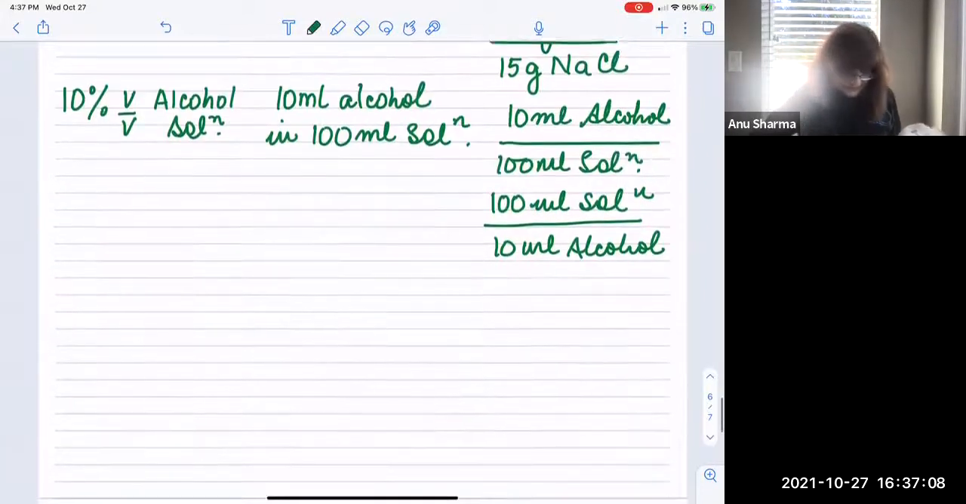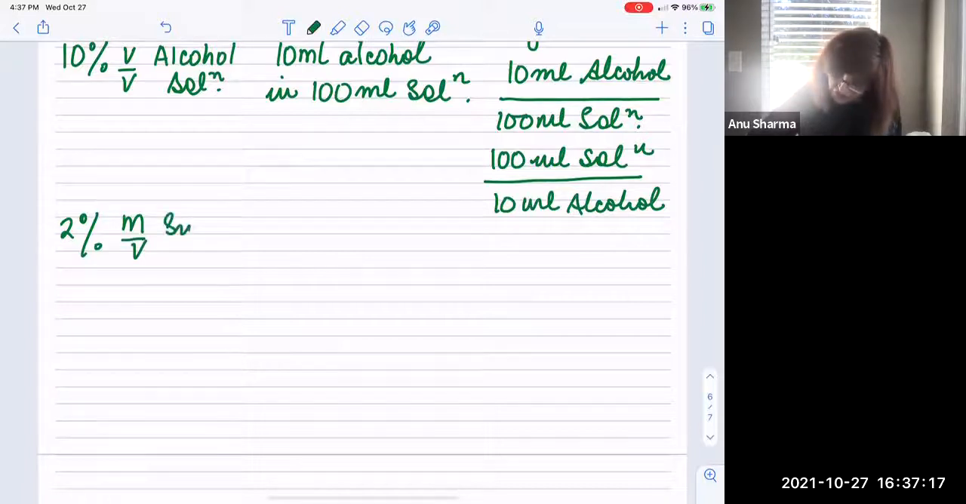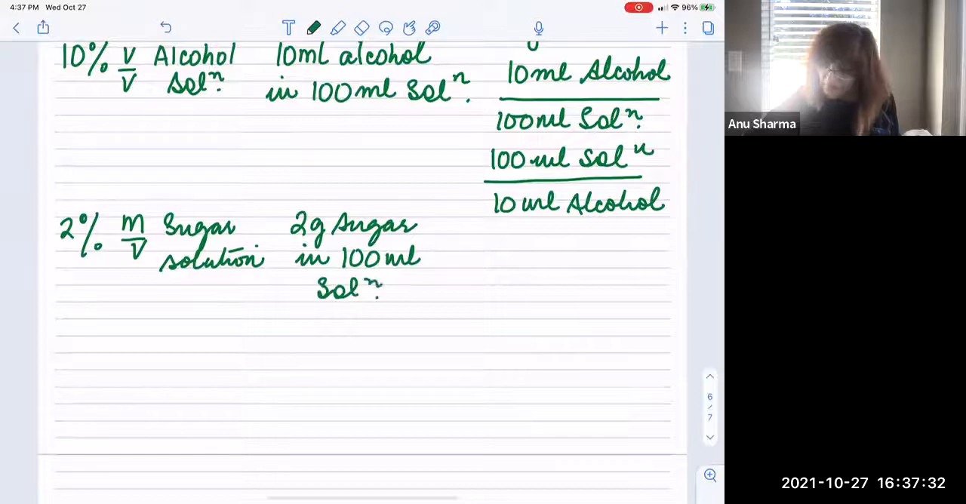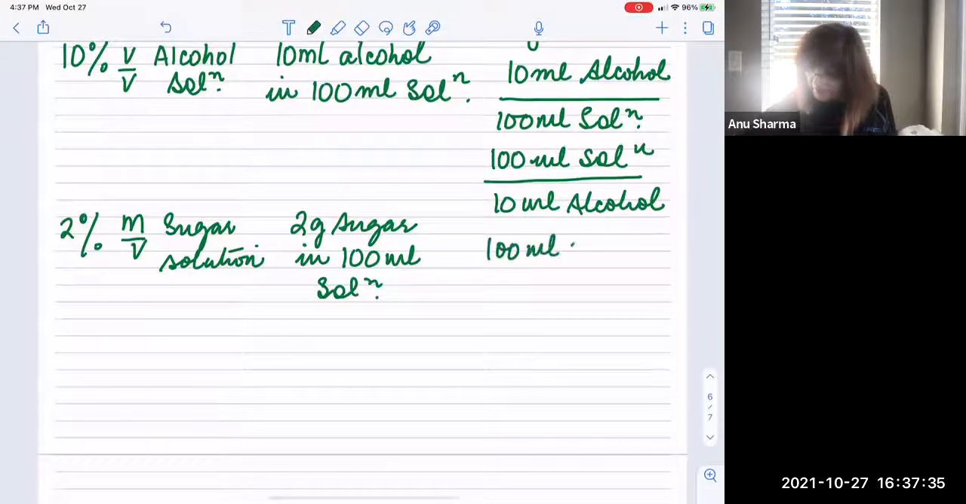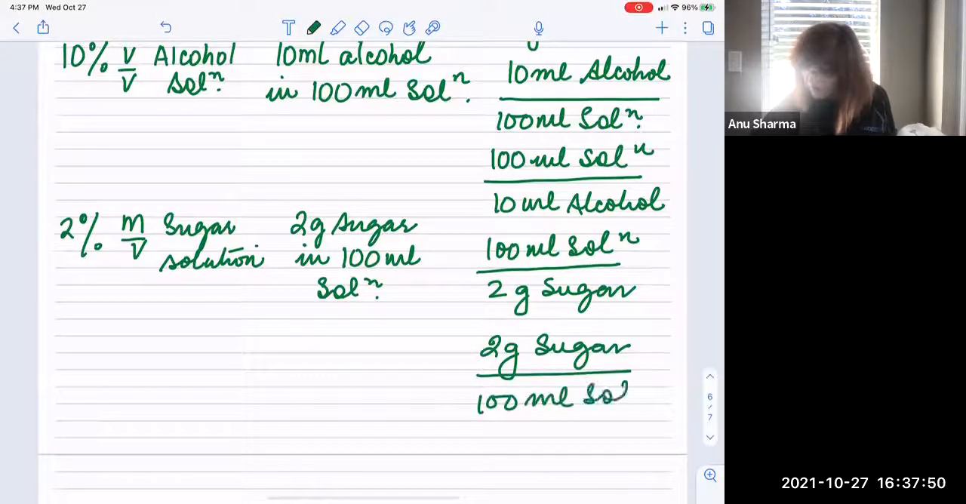Next, if you have a 2% mass by volume sugar solution, what does this mean? This means that 2 grams of sugar is present in 100 milliliters of solution. These are the conversion factors: 100 milliliters of solution over 2 grams of sugar, or 2 grams of sugar over 100 milliliters of solution.